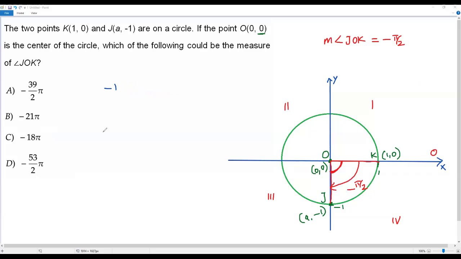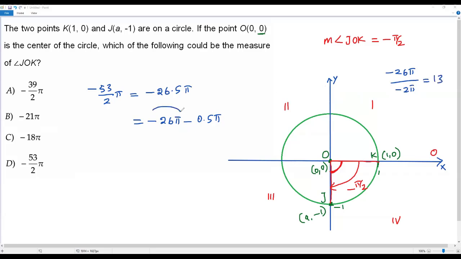Now I can check option D, that is negative 53 over 2 pi. When I divide 53 by 2, I'm getting negative 26.5 pi. As I said earlier, I have to write this in terms of a multiple of angles of full rotation, that is negative 26 pi, negative 0.5 pi. Because this is the angle of full rotations, when I divide this negative 26 pi by negative 2 pi, which is the angle measure of one full rotation in the clockwise direction, I'm getting 13. That is, we have 13 full rotations in this negative 26 pi. Since this is an angle measure of full rotations, we can ignore this, we can consider the rest.